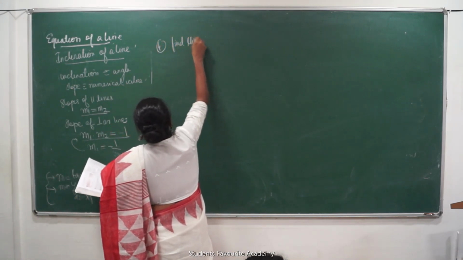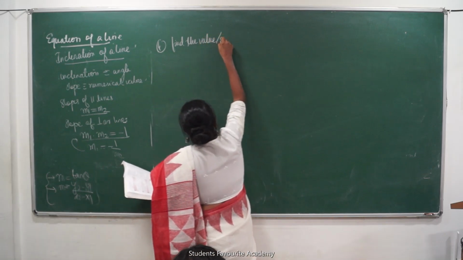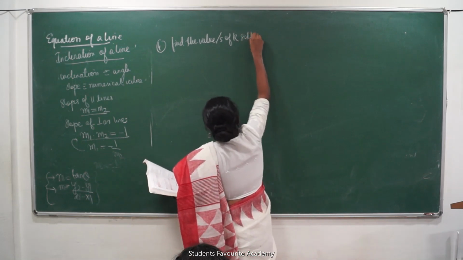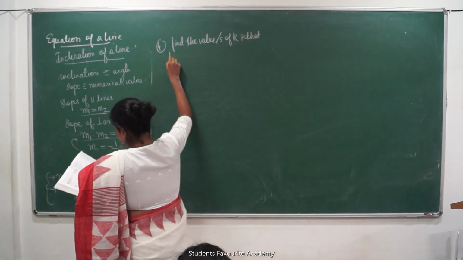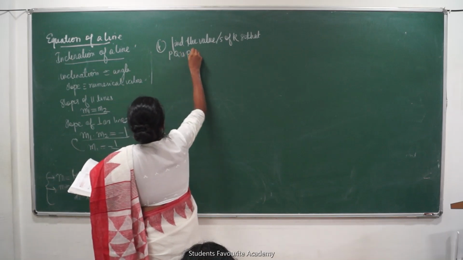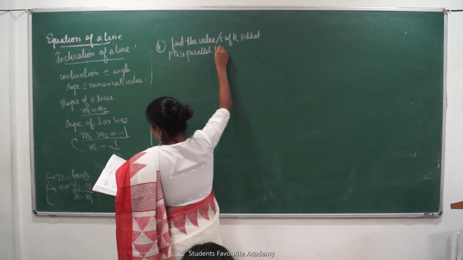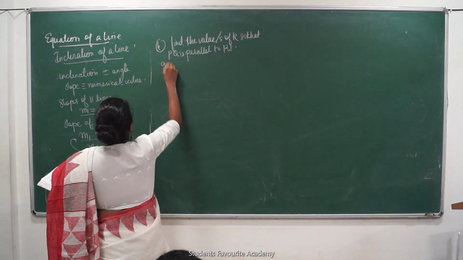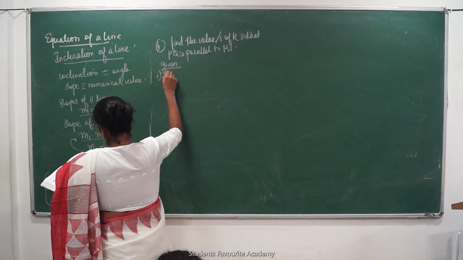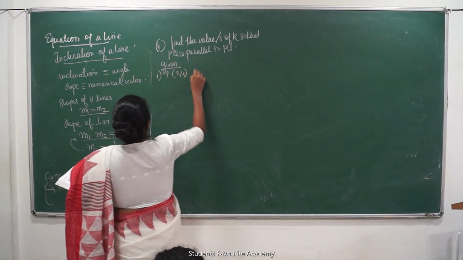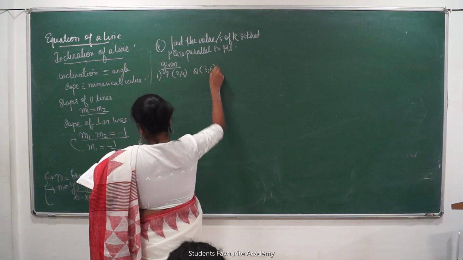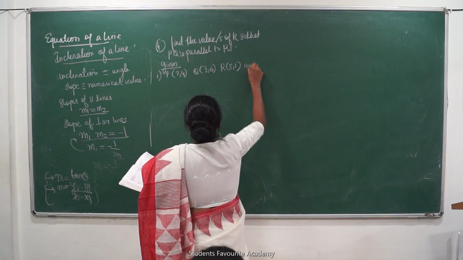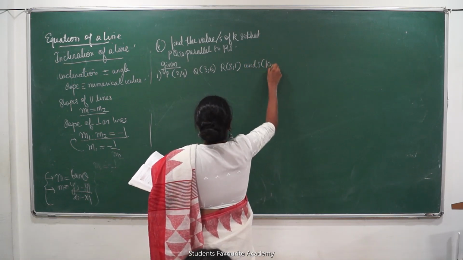Find the value or values of k so that PQ is parallel to RS, given P is (2,4), Q is (3,6), R is (8,1) and S is (10,k). I will solve.